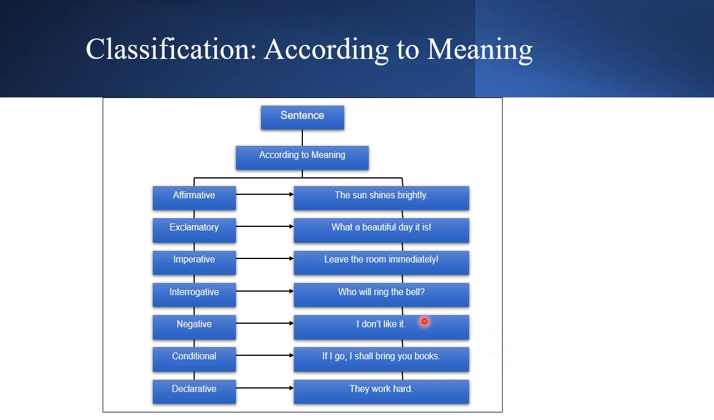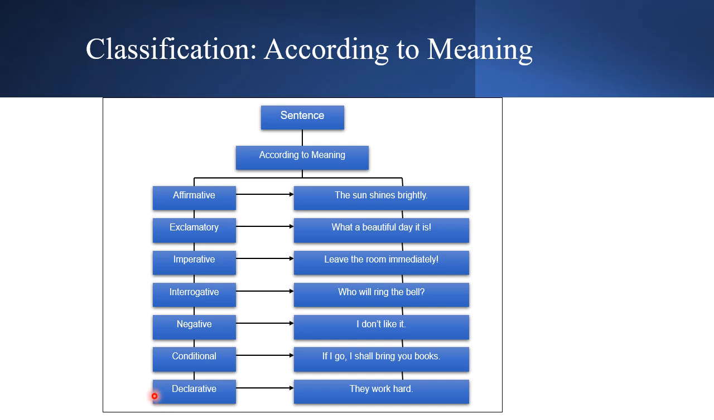Conditional is, as the name is very clear, a condition. There would be a condition in a sentence that if this thing happens, that thing will happen. For example, if I go, I shall bring you books, means that if I don't go, I shall not be able to bring books. So if one thing happens, the other would happen. If one condition is fulfilled, the other will happen. So this is called conditional.